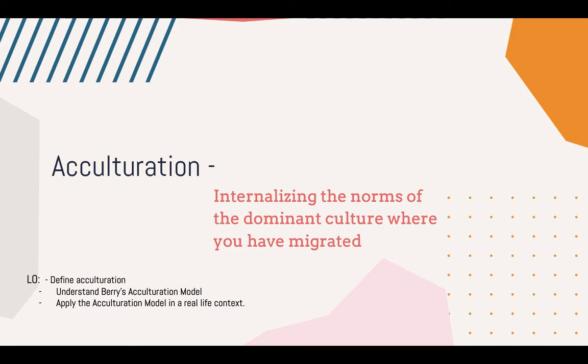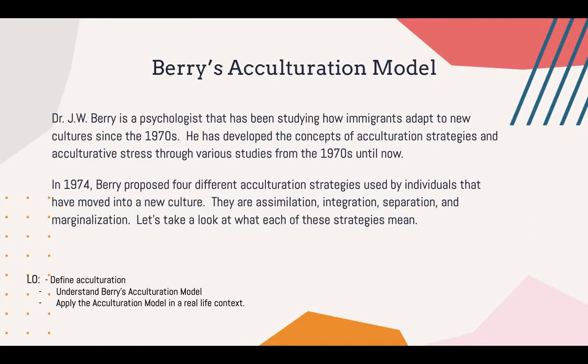The person that came up with the acculturation model is Dr. J.W. Berry. He is a psychologist who has been studying how immigrants adapt to new cultures since the 1970s. He developed the concepts of acculturation strategies and acculturative stress through various studies from the 1970s until now. He is still a working psychologist for a university in Canada. Back in 1974, he came up with these four different acculturation strategies that we will look at in detail in just a minute.